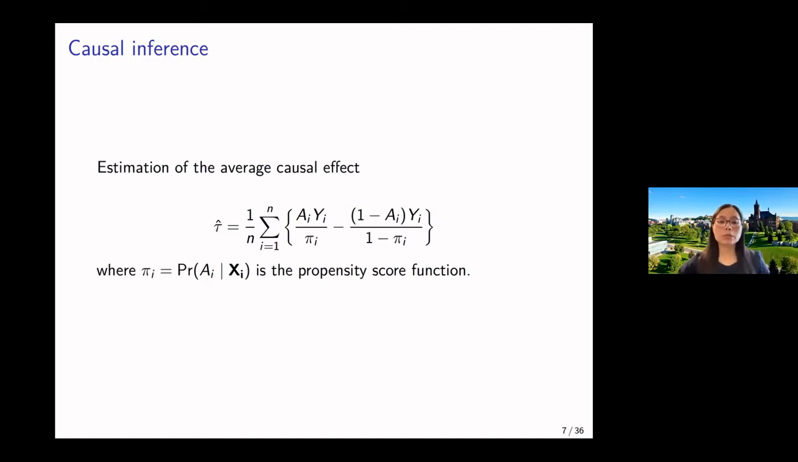A very popular estimator of the average causal effect is the inverse probability weighted estimator. This estimator is a weighted version of the two different outcomes. As denoted earlier, A is the treatment, Y is the outcome, and pi_i is the propensity score function. This is the Horvitz-Thompson estimator, which was first used for survey sampling. It turns out that with this kind of weighting, we can estimate the average causal effect consistently.